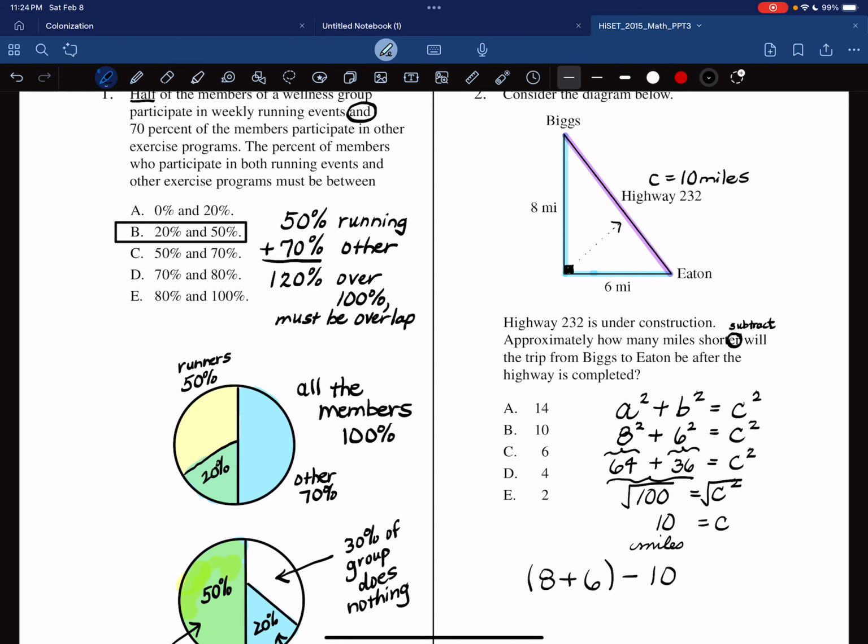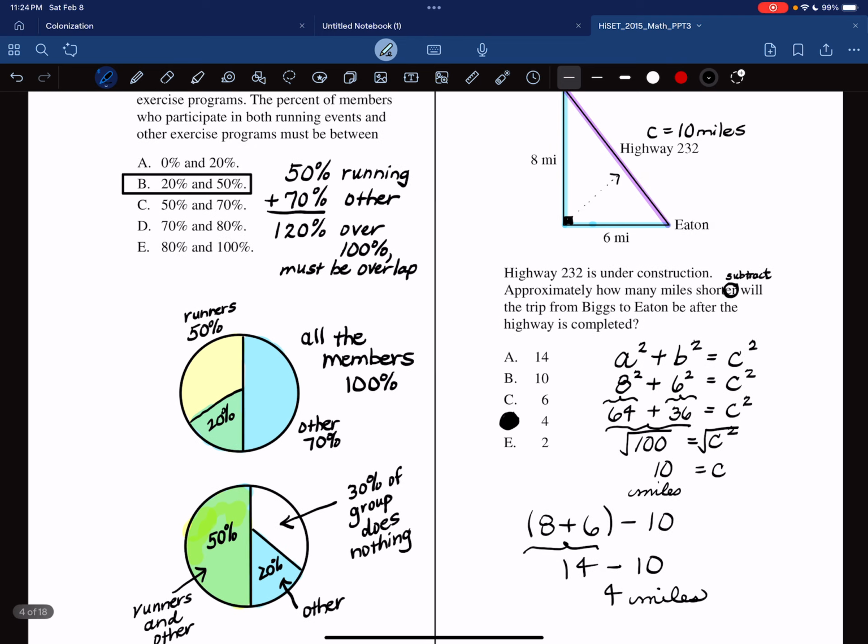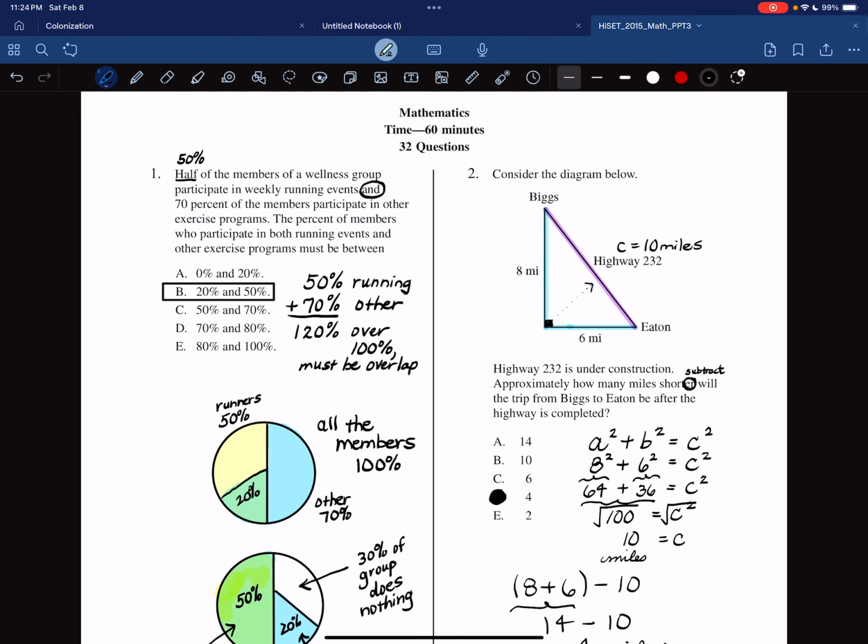That's 10 miles. So 8 plus 6, the blue route would be 14 miles, minus 10 would give me a difference of 4 miles. And that's actually the answer we're looking for. D as in Delta. The difference would be 4 miles. So if you don't catch the word shorter, you could have a problem on this one. But the answer is D as in Delta. And again, that one is listed as a medium question.